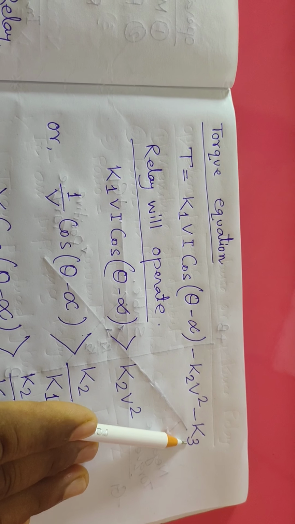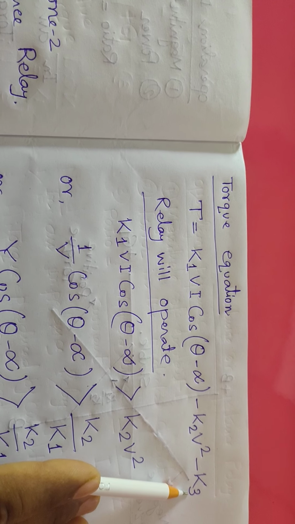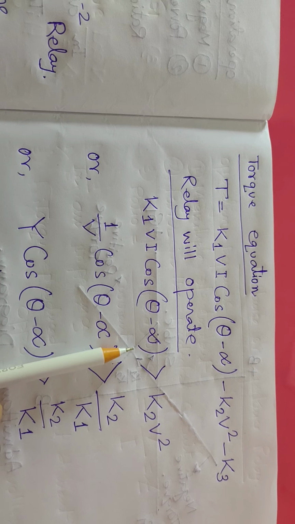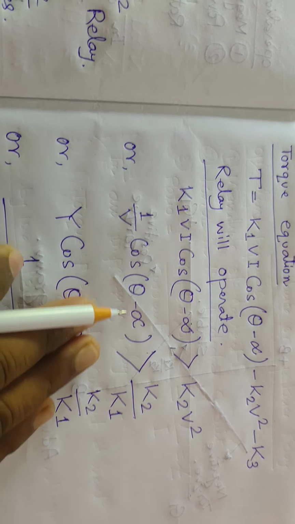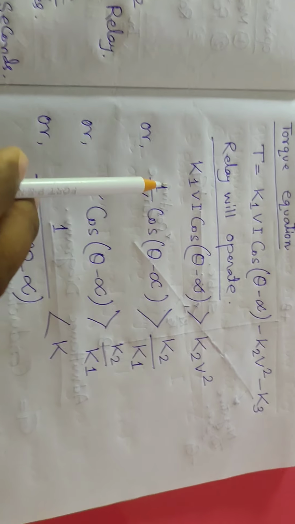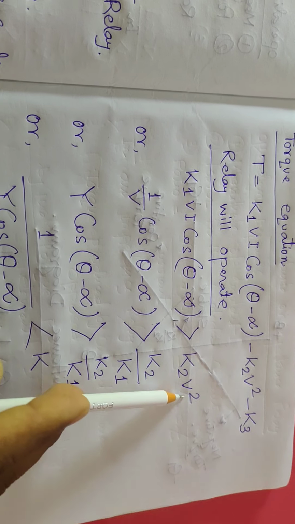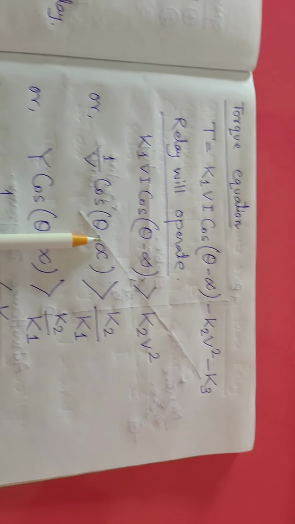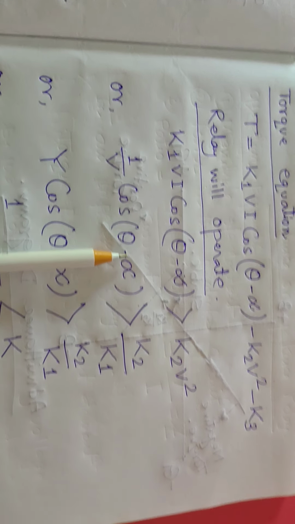K1, K2, K3 are called the spring constants. The spring has been used for the induction of the poles that have been connected with each other. The Mho relay will operate when K1 V I cos (theta minus alpha) is greater than K2 V square, that means when the operating torque is greater than the controlling or restraining torque.